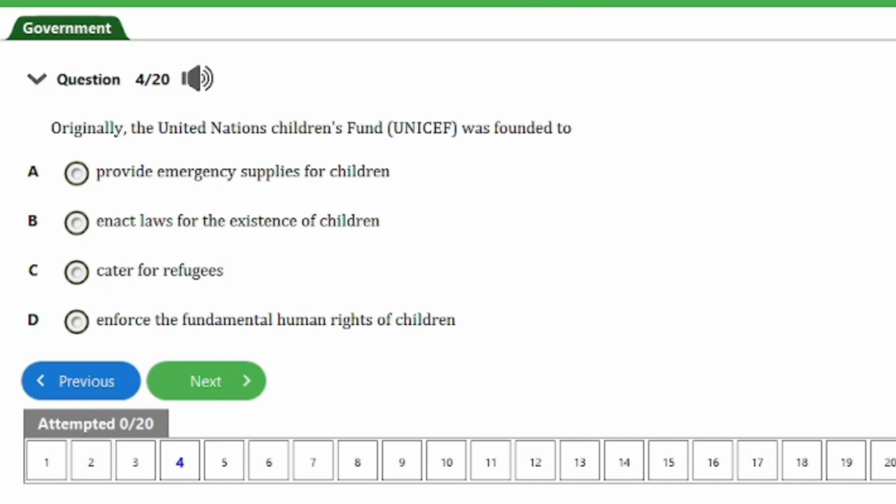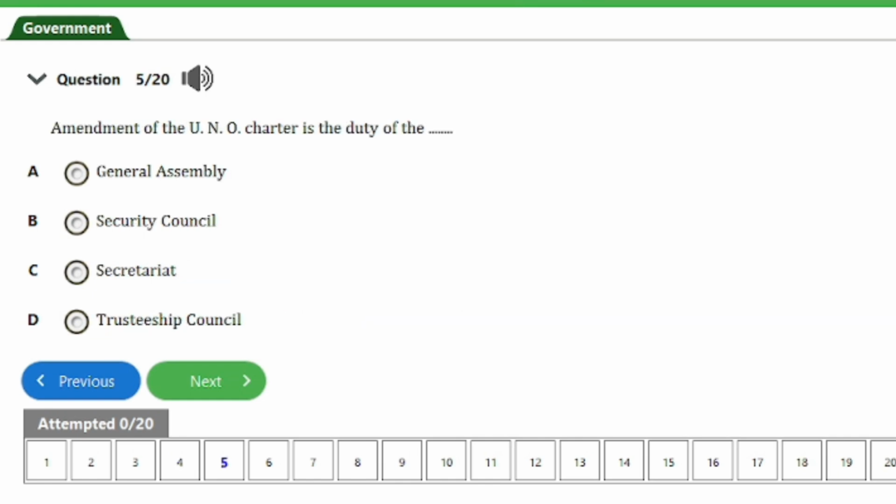It says, originally, the United Nations Children's Fund, UNICEF, was founded to A, provide emergency supplies for children, B, enact laws for the existence of children, C, cater for refugees, D, enforce the fundamental human rights of children. So guys, the answer to this question is option A here, to provide emergency supplies for children, and that's it for this question. So let's go ahead and check out the next question, guys. We have here question number 5.